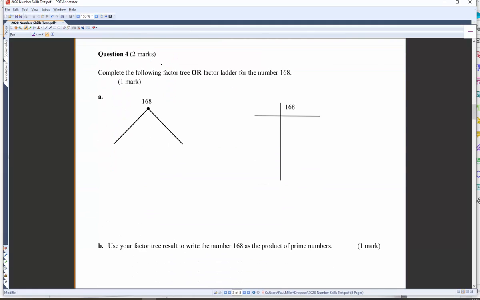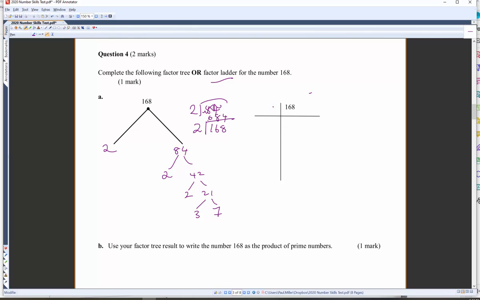So you could do a factor tree or factor ladder for the following number, 168. So let's do 2 multiplied by, what is it, 84, I believe. Let's just quickly check that. So 2 into 168, 0, 8, 84. Yep, 84. Okay, now I'm going to do 2 and 42, 2 and 21, 3 and 7. Okay, so that's the factor tree version.